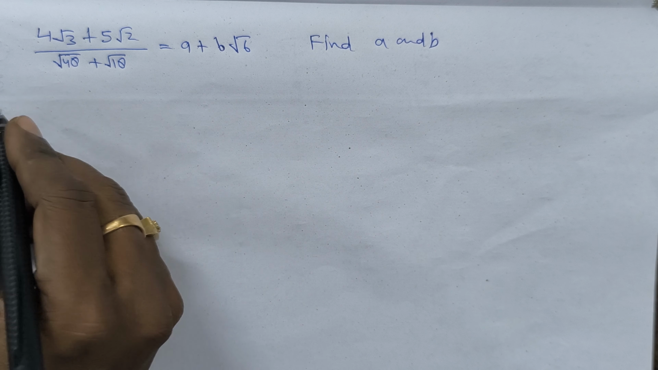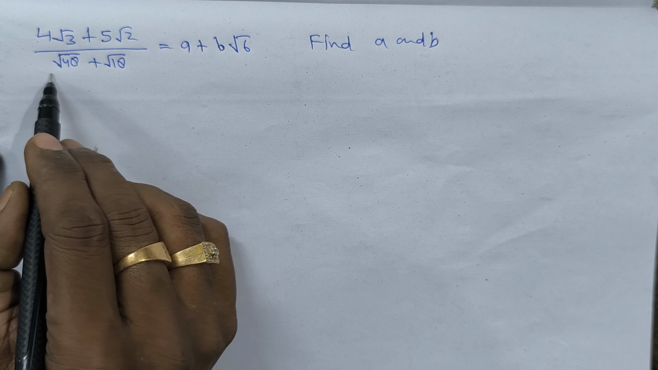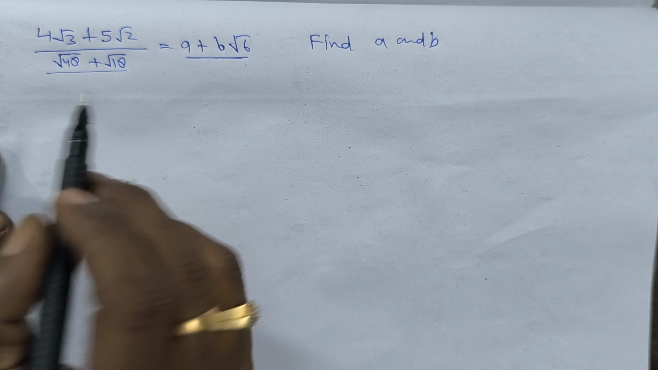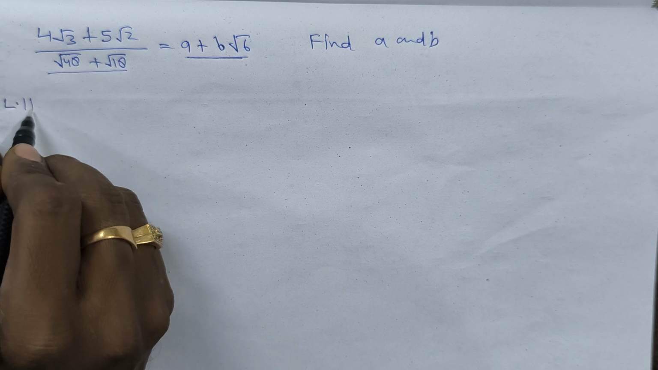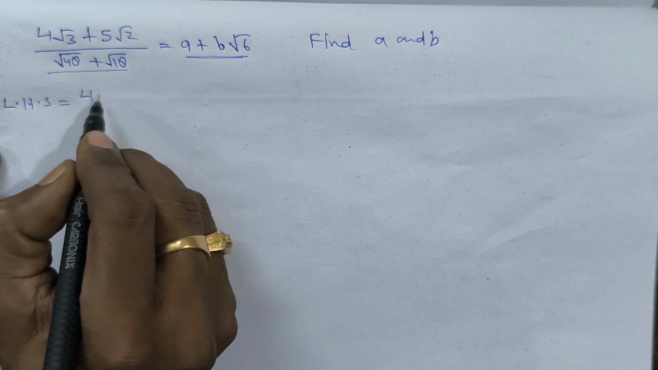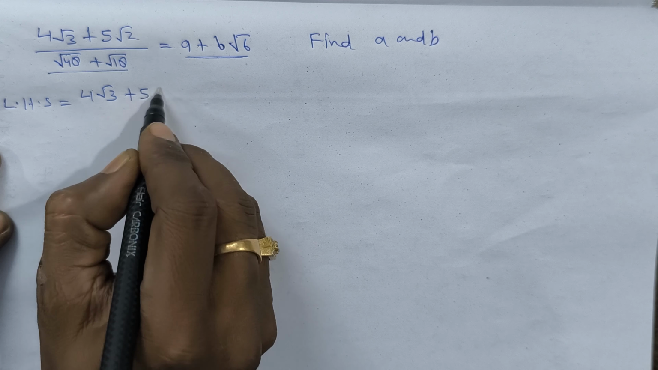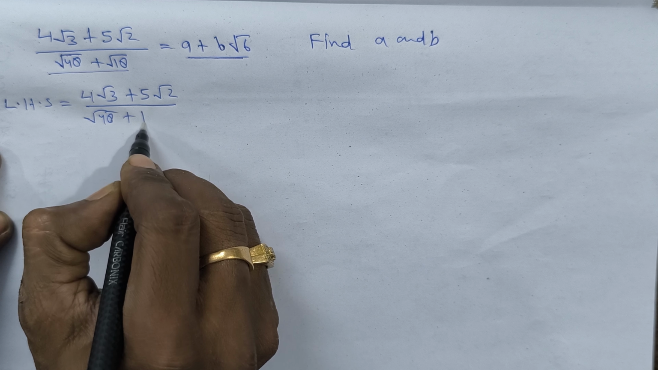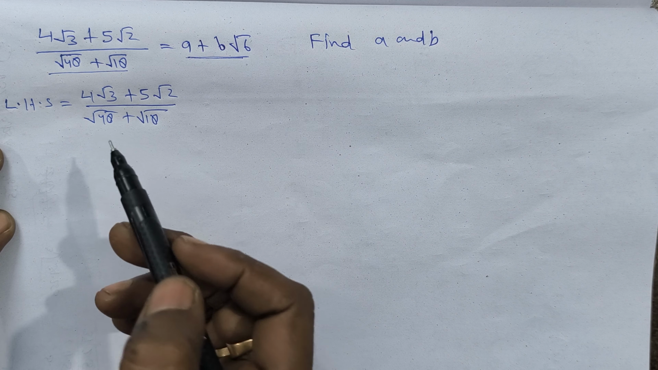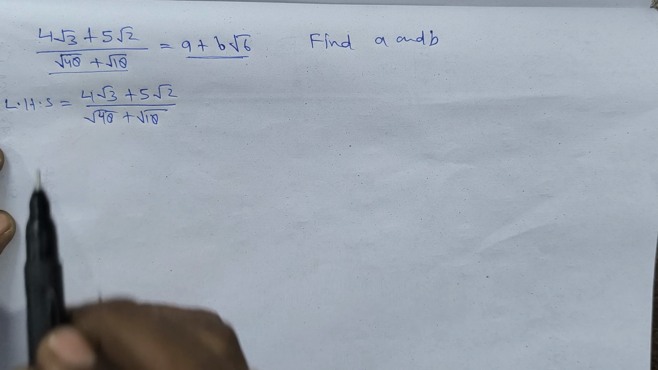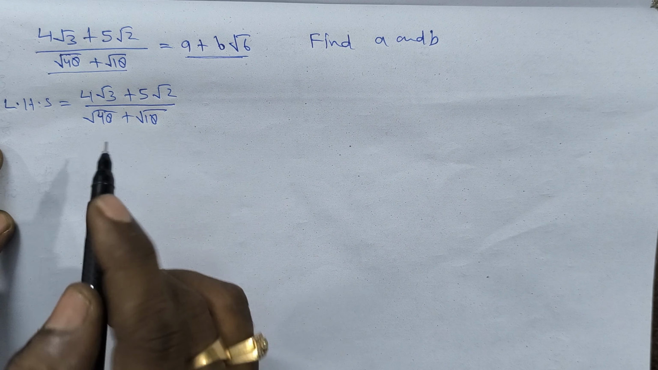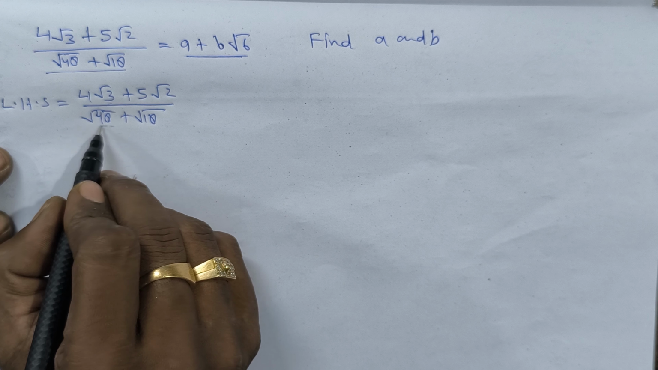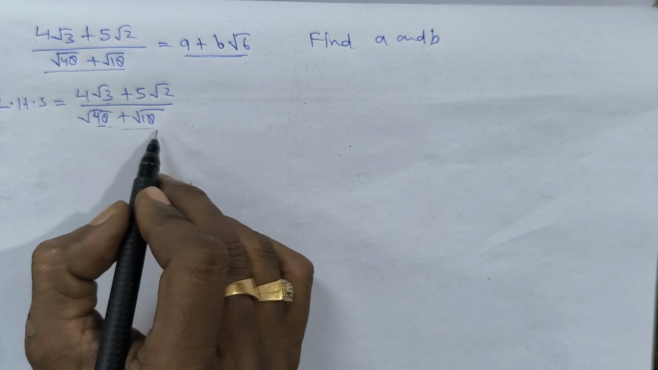First thing, whenever such a question comes, we have to solve this and make it look like this, so we can compare. So take the left hand side, that is 4 root 3 plus 5 root 2 upon root 48 plus root 18. Whenever such big numbers come inside the root, you should simplify; do the prime factorization of these big numbers.